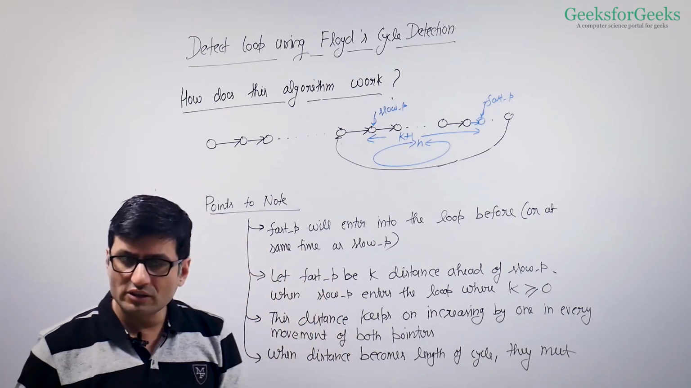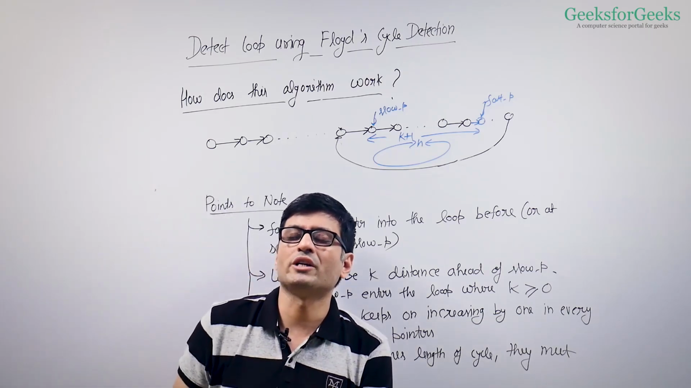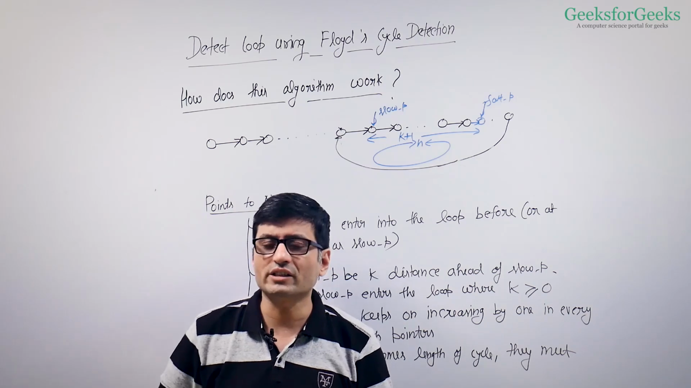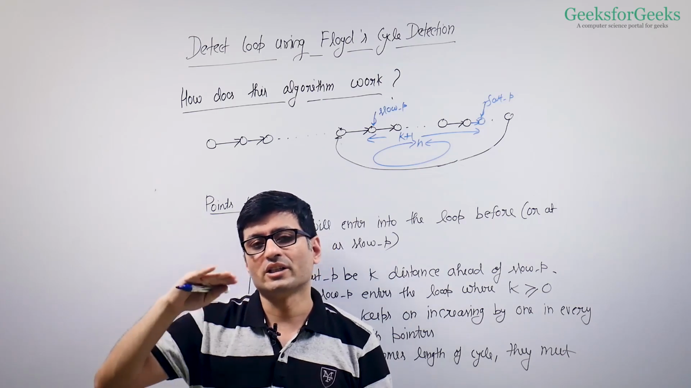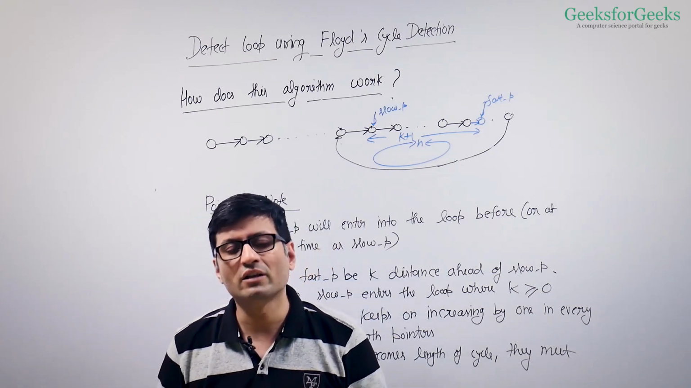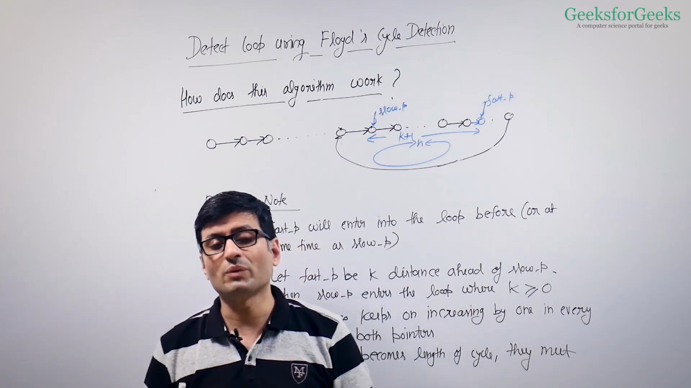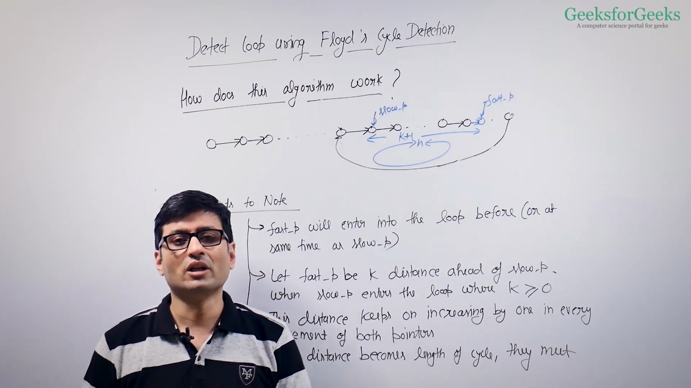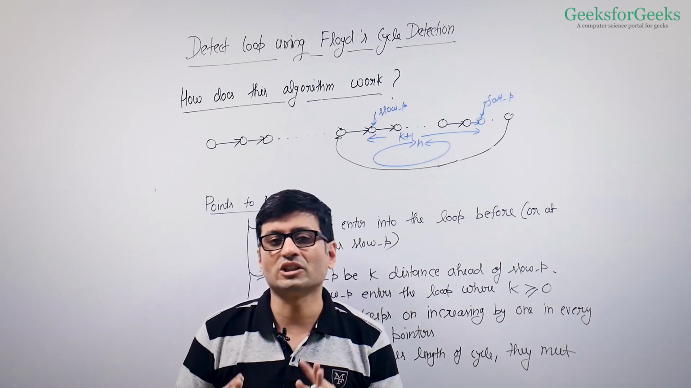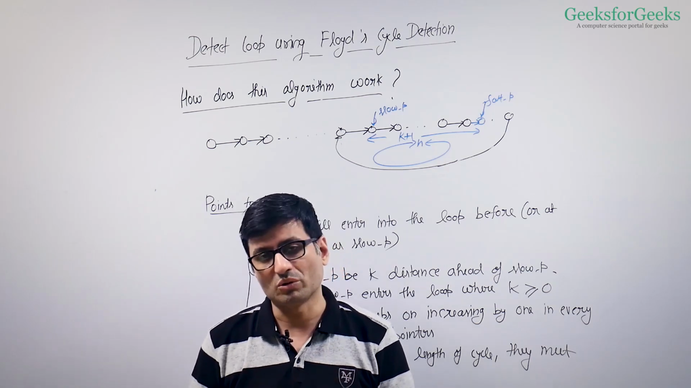So the idea is this: since you are moving one pointer twice and one pointer at half speed, what will happen? The distance will keep on increasing by 1, and there will be a point when the distance becomes equal to the cycle length, and when that happens, they are at the same node. That is why we say that if there is a loop, then they meet at some node.